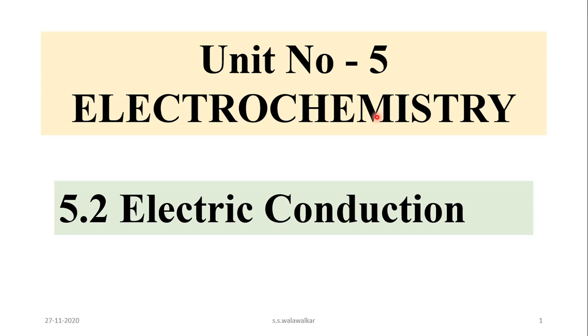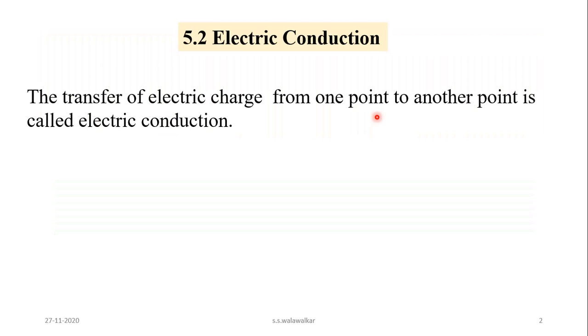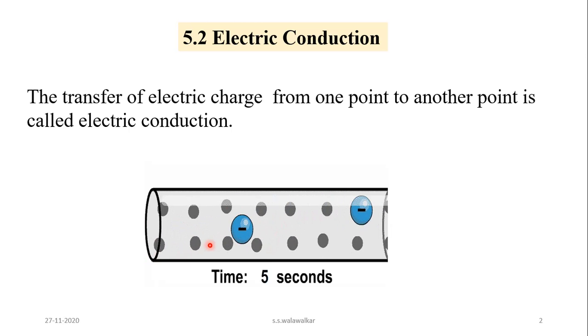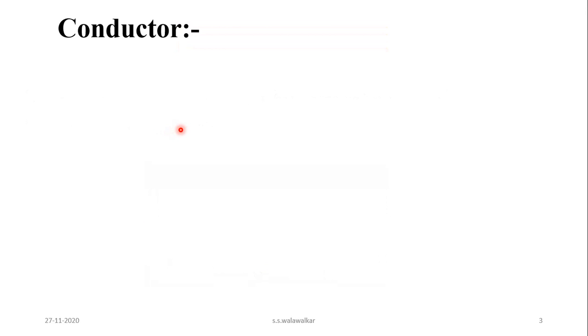So let us see what is meant by electric conduction. The transfer of electric charge from one point to another point is called electric conduction. That is transfer of electron. It is a charged body. So transfer of electron from one point to another point is called electric conduction.